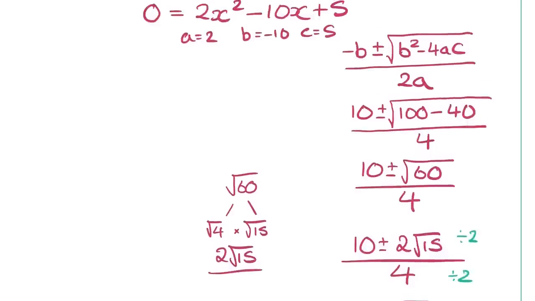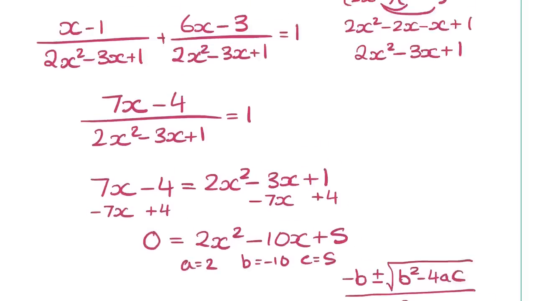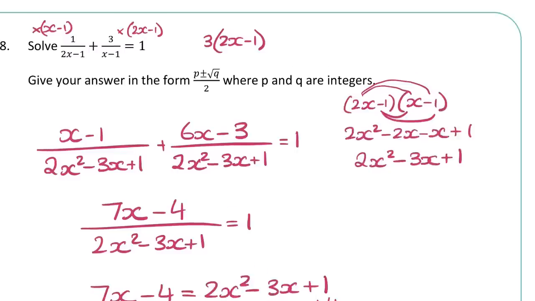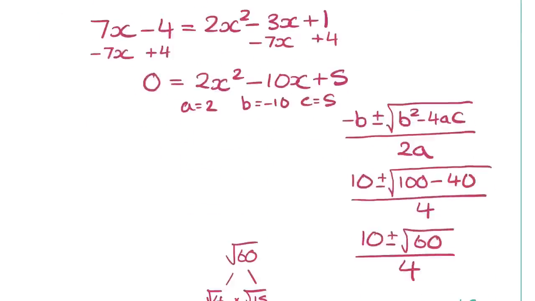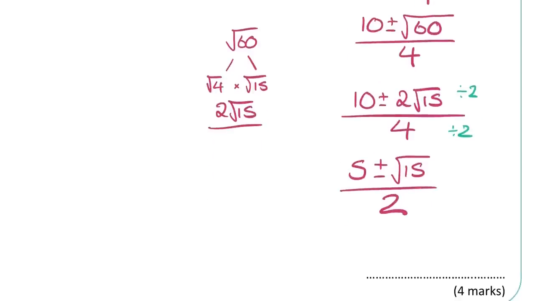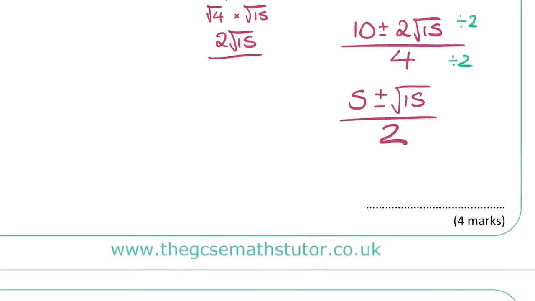Even that last step, there's quite a lot of simplifying to do there, even once we put it into the quadratic formula. Just double check it matches, so p plus and minus root q over 2, and we have 5 plus and minus root 15 over 2. Perfect, so there's our final answer. Happy to write that on my finish line there, over 2.